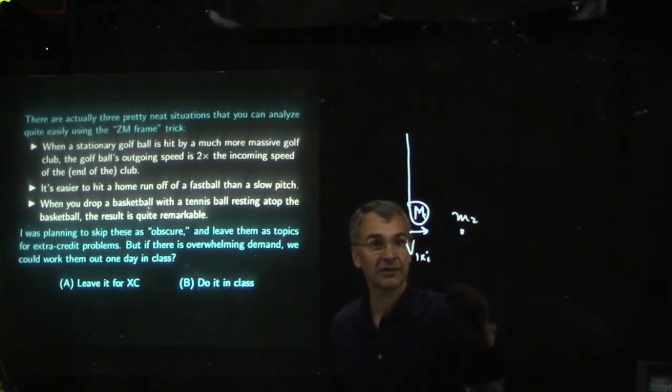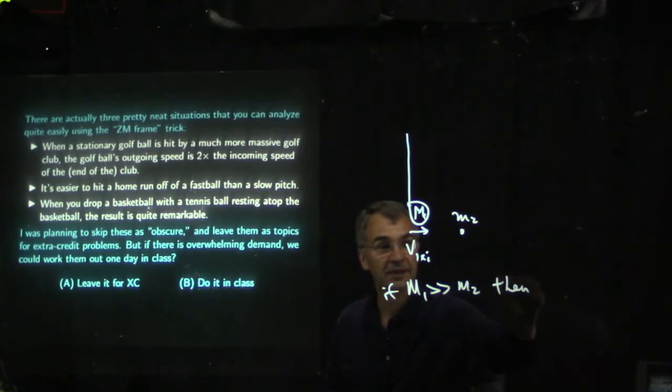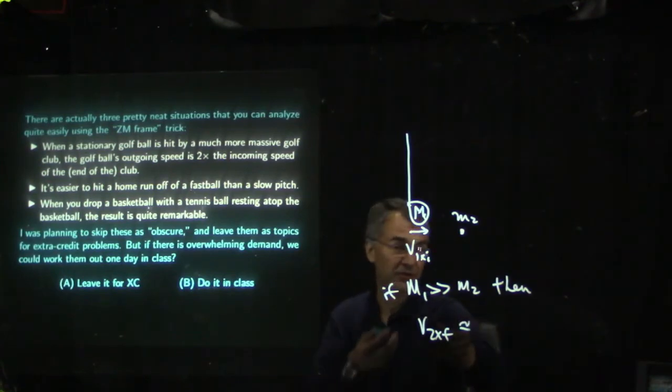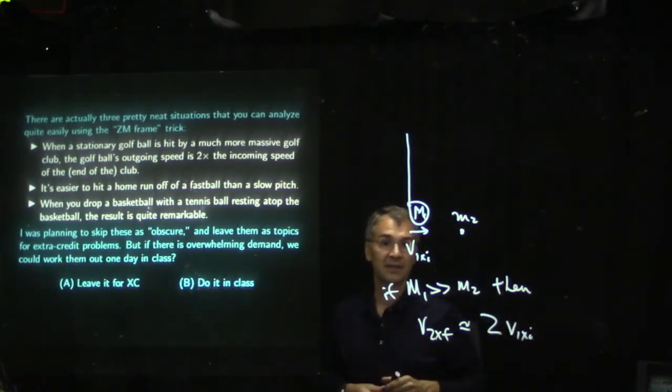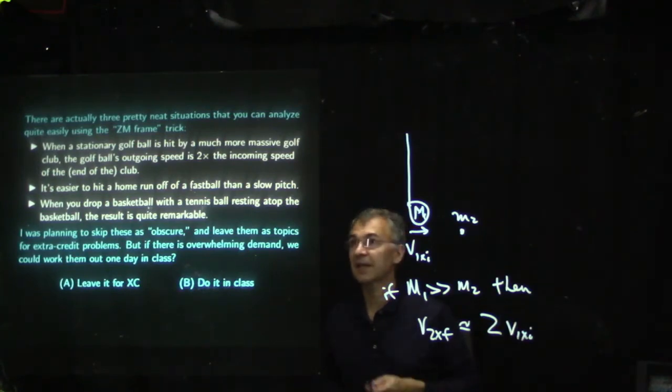So it turns out that if m1 is much bigger than m2, then v2xf is approximately equal to, and it's equal in this limit where this ratio goes to infinity, 2 times v1xi. So it's actually kind of fun to analyze that from the zero momentum frame.